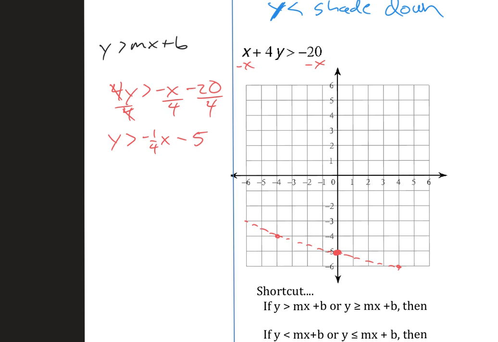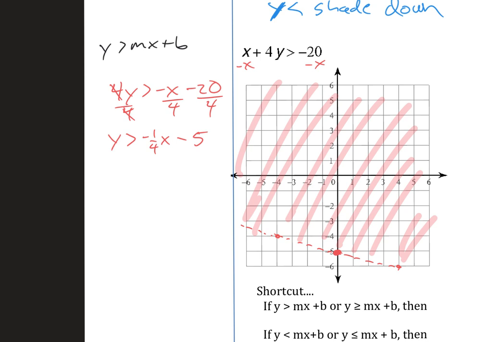My line looks a little crooked here, so forgive me. Let's see if I can fix that real quick. All right, that looks a little better. And the last step is we're going to shade the correct area, and now it says that y is bigger than, right? Y is bigger than, so that tells me I'm going to shade up.